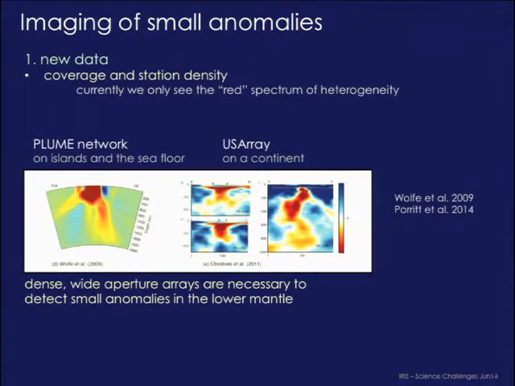Here are two images: on the left is from an oceanic setting, from Hawaii, and on the right is from a continental setting. This is the Yellowstone plume image. They clearly show that having arrays, with small aperture but high density, is the way to see deeper into the mantle. This is the way to go and see the plume stems or upwellings coming from very deep.